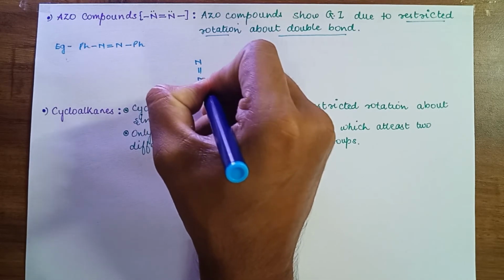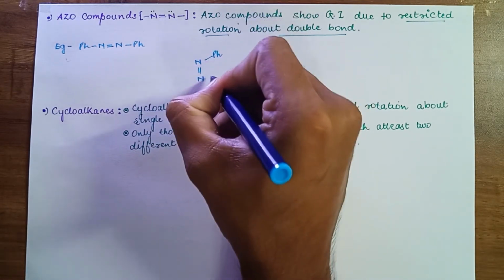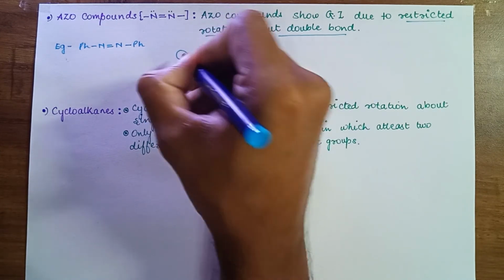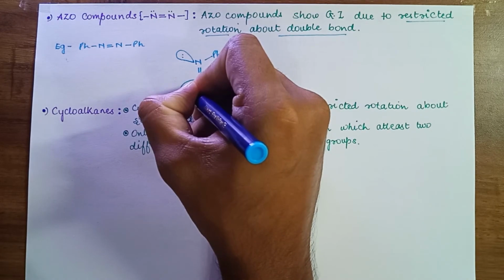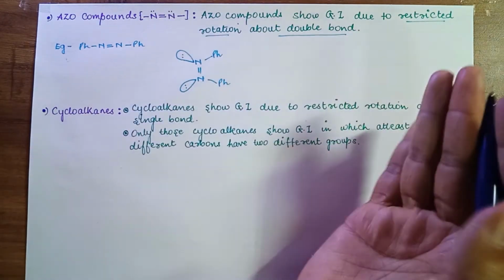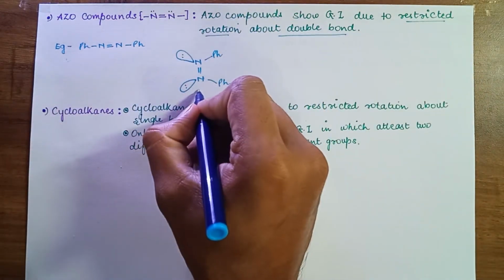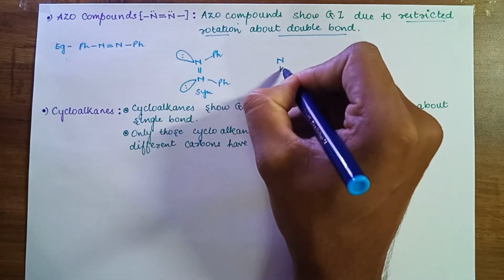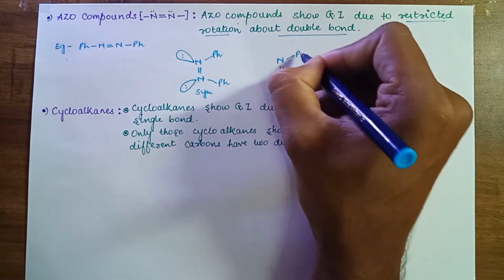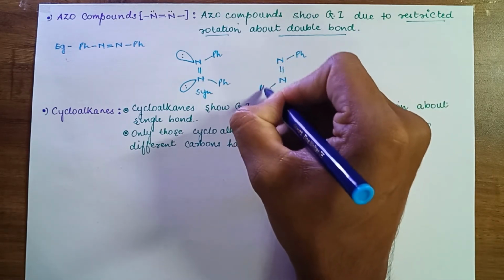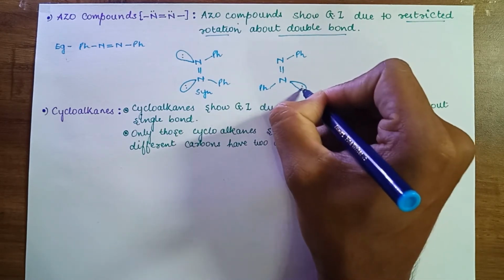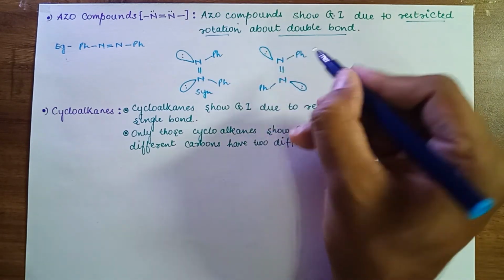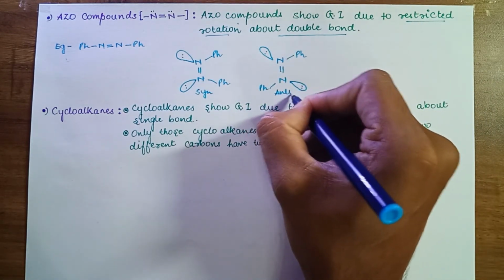N double bond N, Ph, Ph, lone pair. So the Ph groups are on the same side and the lone pairs are on the same side, so it will be my syn. The next geometrical isomer possible: Ph and lone pair. So the Ph groups are on opposite sides and the lone pairs are on opposite sides, it will be my anti.